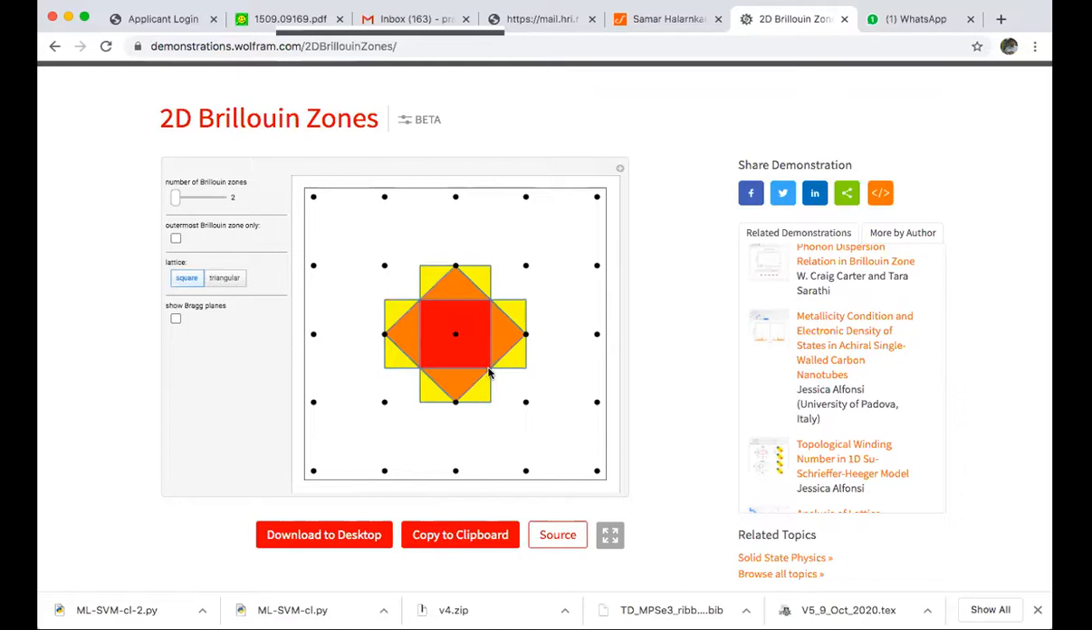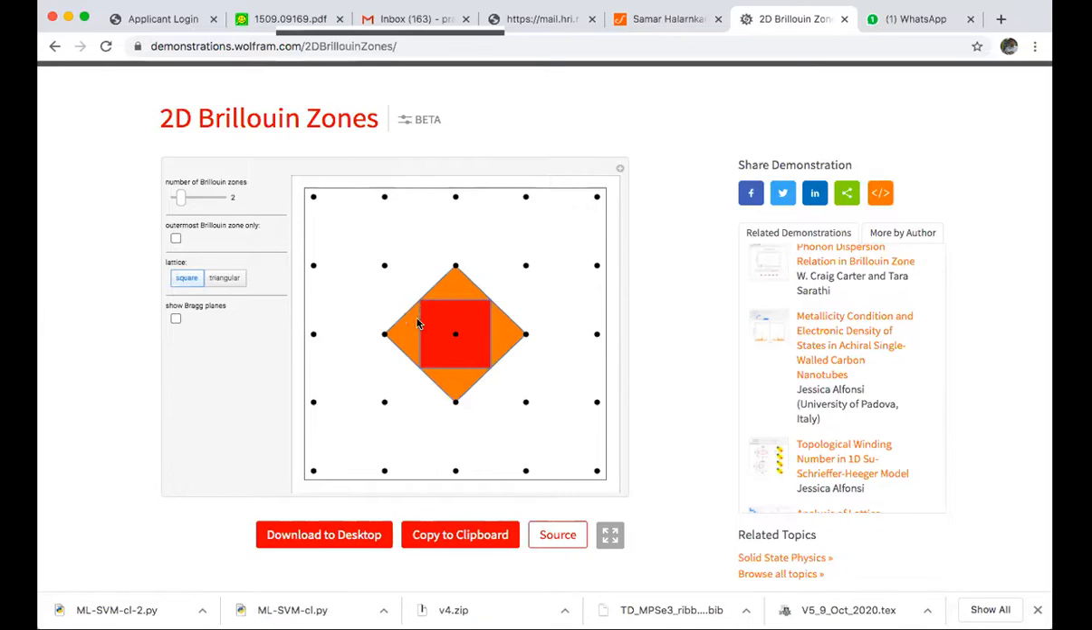So this red square here is the first Brillouin zone. This is the Wigner-Seitz cell of the reciprocal lattice in this case. So here, this red one is the Wigner-Seitz cell, and this is the first Brillouin zone. Now, what I do is I look at points which can be reached from the origin by crossing only one Bragg plane, but no more. Then I'll have these regions.